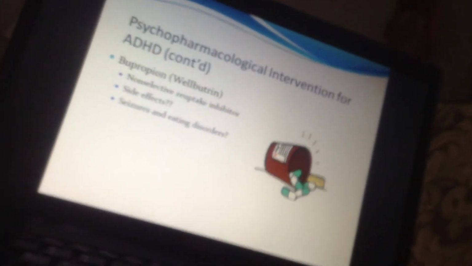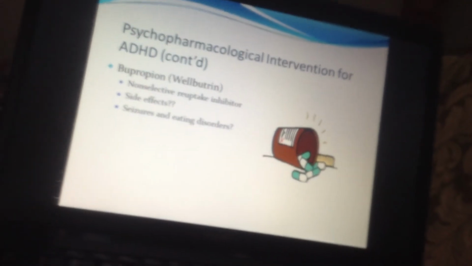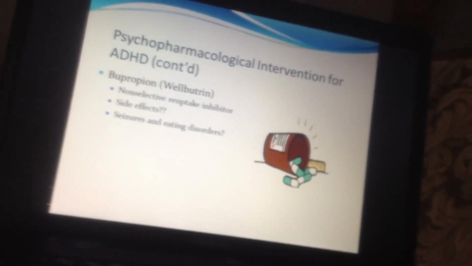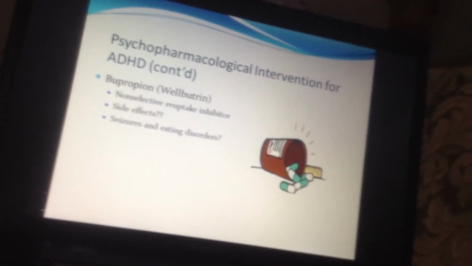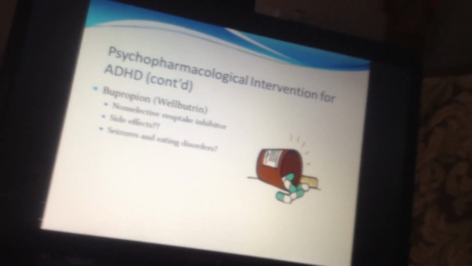Now, also insomnia is a side effect of Wellbutrin, and you want to make sure that if insomnia is a side effect, you give that last dose of medication at least 6 hours before bedtime. Because if you give it too close to bedtime, then they may actually not sleep the whole time.